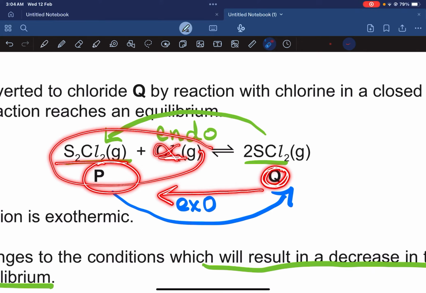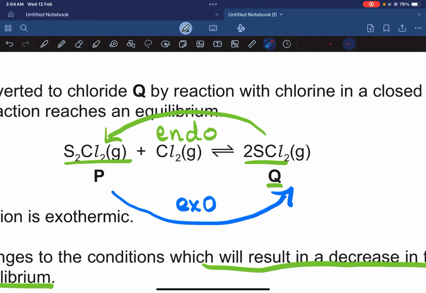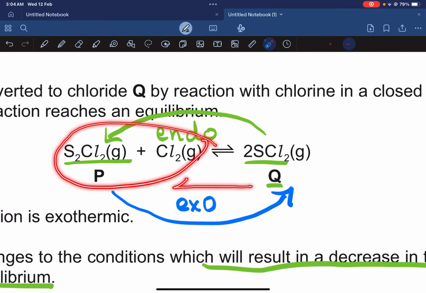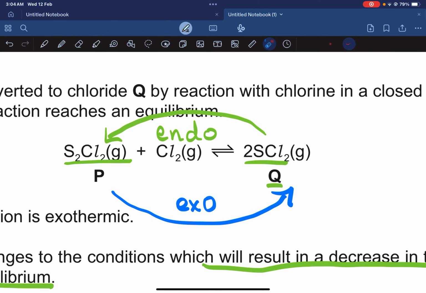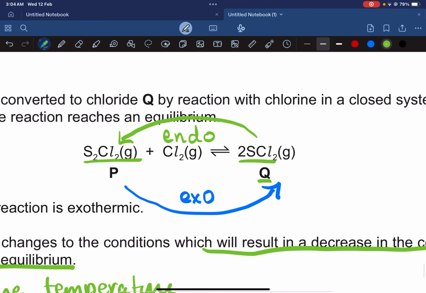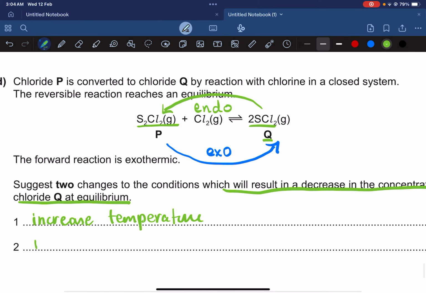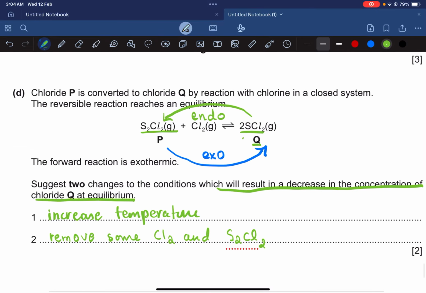So what we're going to do is we are going to remove the reactants. So the equilibrium shifts toward this side and produces more reactants. So what we can do is we can remove some Cl2 and the other reactant is S2Cl2. And what will this do? Shift the equilibrium towards this side. What we really want is more of the reactant to form and less of chloride Q to form.